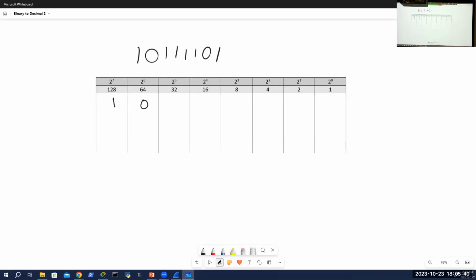189. So we just put this in our table, 189. And we basically just add up all the columns that have a 1 in them. 128 plus 0 plus 32 gives us 160, plus 16 gives us 176, plus 8, 184, plus 4 is 188, 0 plus 1 is 189. So it's as simple as arithmetic.